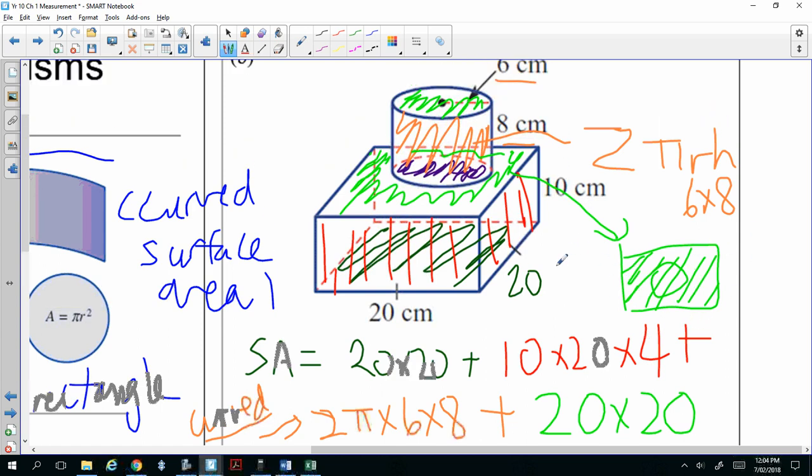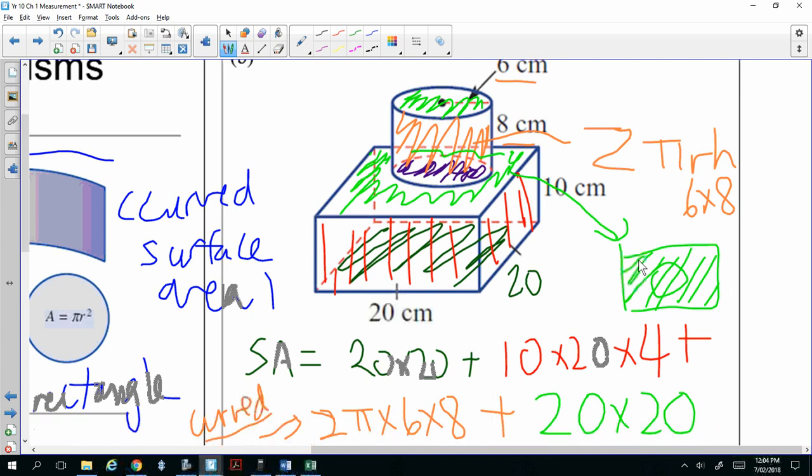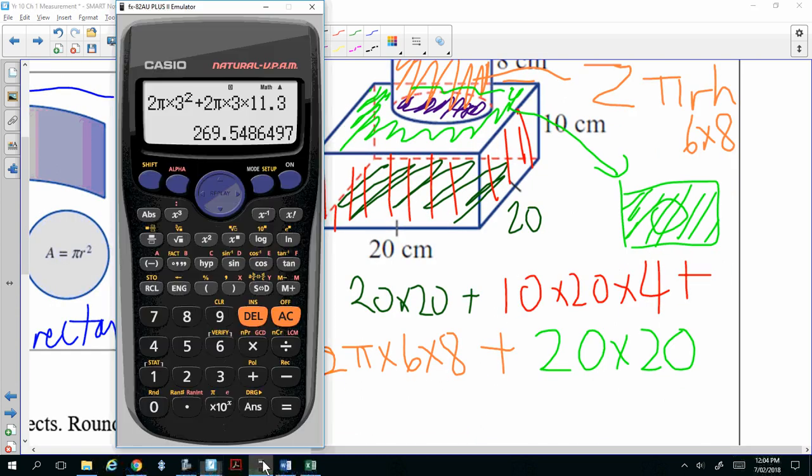So you don't have to find the green bit and the bottom bit separately. You can add them together, which becomes a rectangle. Okay. All right. Let's see whether it's right. So we're going to type this on a calculator.